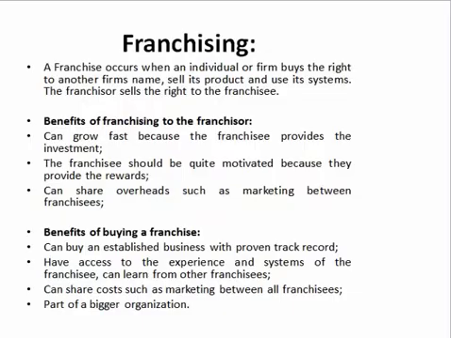Franchising. A franchise occurs when an individual or firm buys the right to another firm's name, sells its product and uses its systems. A franchisor sells the right to the franchisee. For example, McDonald's franchises some of its outlets. Benefits of franchising to the franchisor are that it can grow fast because the franchisee provides the investment. The franchisee should be quite motivated because they can gain rewards. They can share overheads such as marketing between the franchisees.